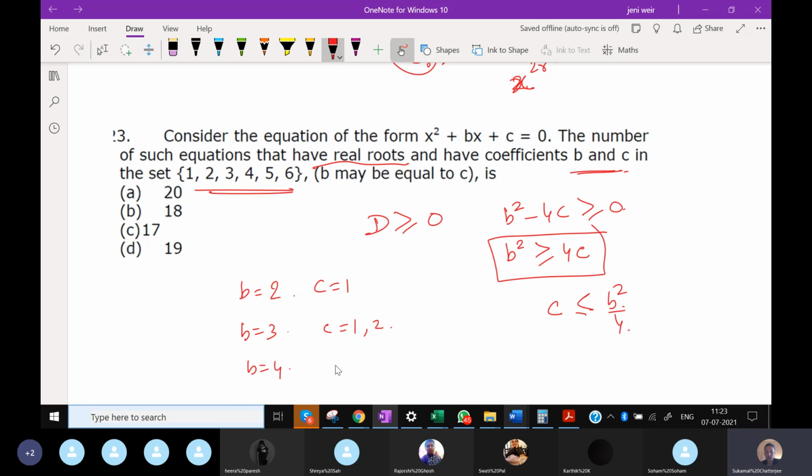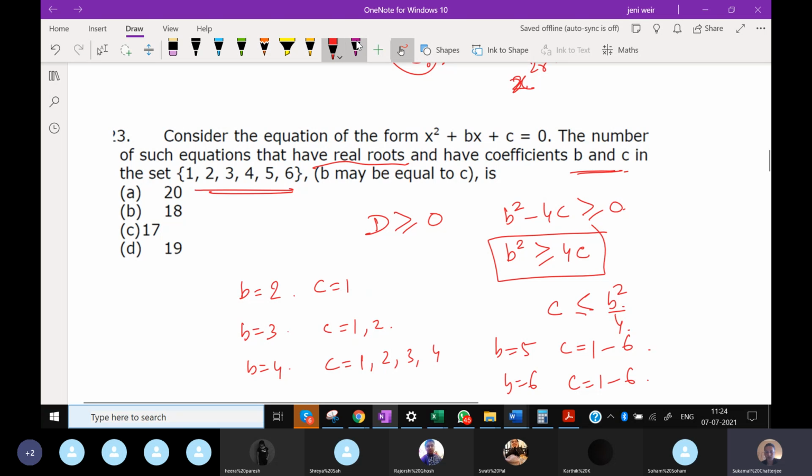If b is equal to 4, c can take values of 1, 2, 3, and 4, because c has to be less than or equal to 16 by 4, which is 4. If b is equal to 5, c has to be less than or equal to 25 by 4, so c can take values from 1 to 6. If b is equal to 6, c has to be less than or equal to 36 by 4, which is 9, so c can take values from 1 to 6.